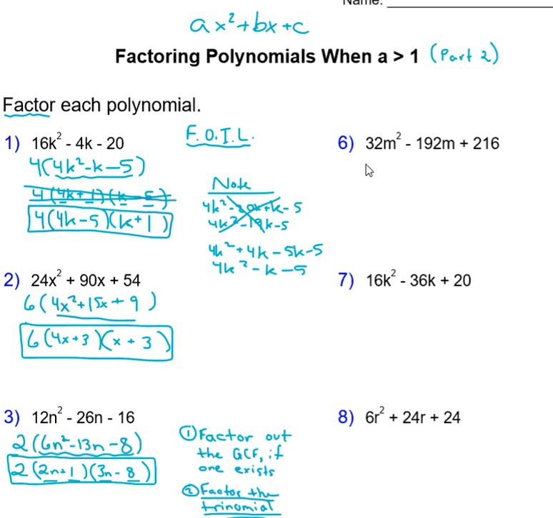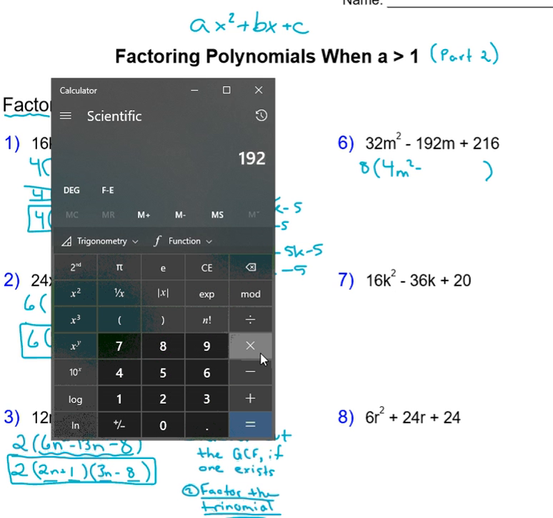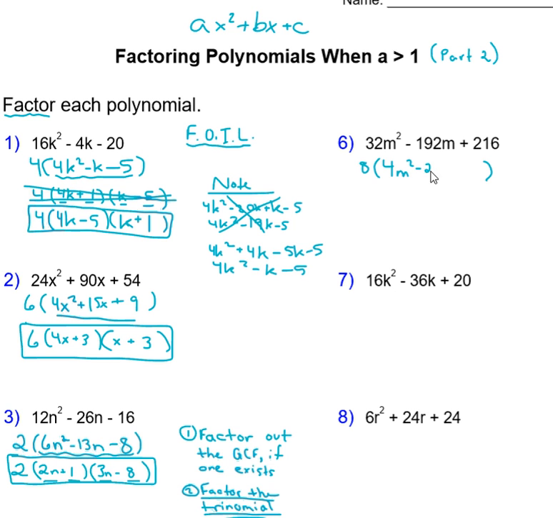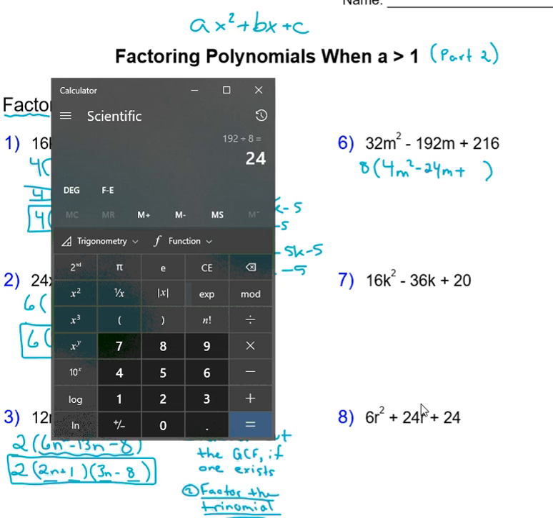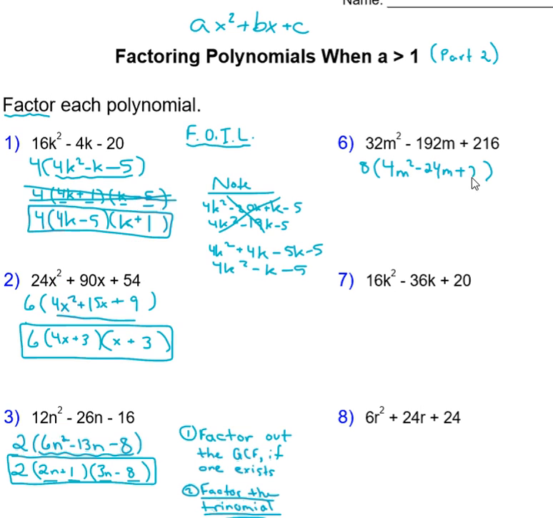Alright, so I need to write an 8 on the outside of my parentheses. I'm factoring out the 8. So 32 divided by 8 is 4. So I have 4m squared. So if I multiply those together again, I get this first term. I have a negative. 192 divided by 8, if I divide out that 8, is 24. So this needs to be negative 24m. And then a positive 216, so I need a positive number here. 8 times what gives me 216? In other words, 216 divided by 8 gives me what number? So 216 divided by 8 is 27. Alright, so I need to write 27 here.